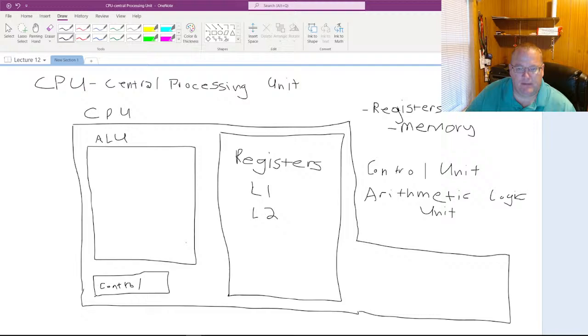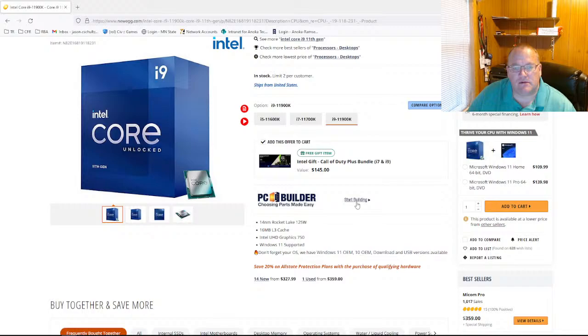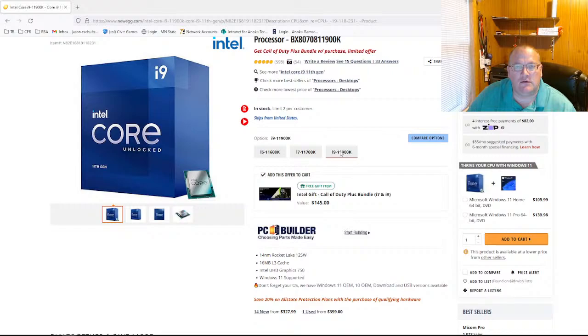Now, this isn't exactly to scale, because I have writing here I don't really want to get rid of. So this is ALU number 2. This is largely what's going to go on. If we go back to this, did it say how many cores are in there? 8 cores.